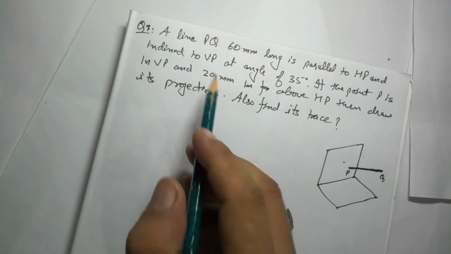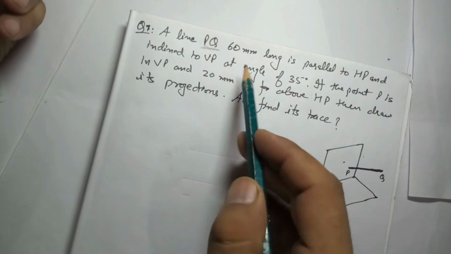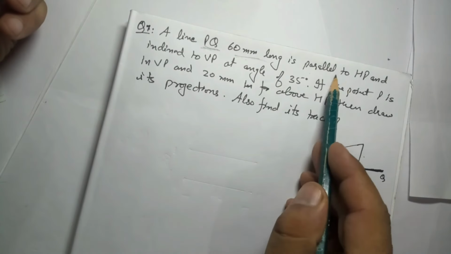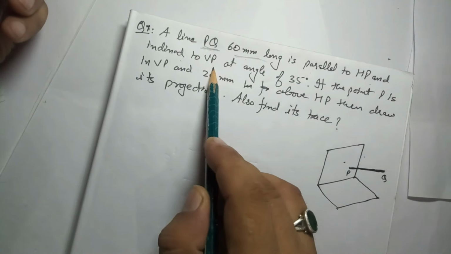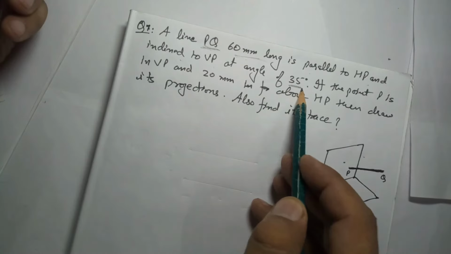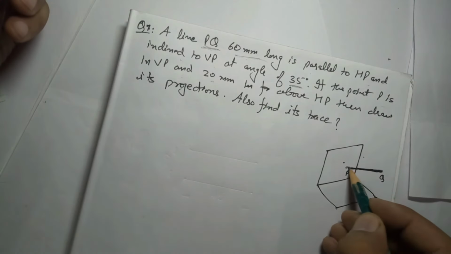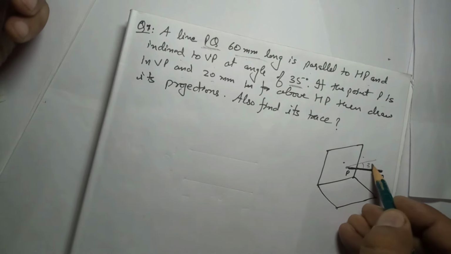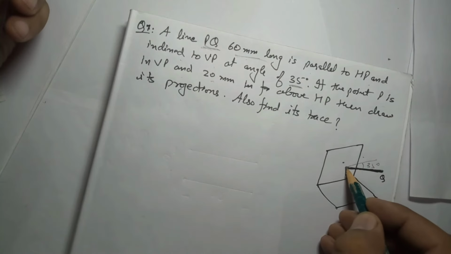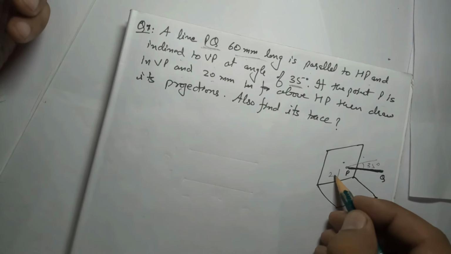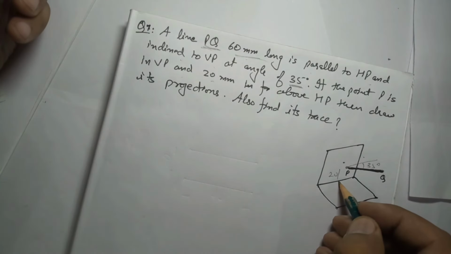Now we will see one more question. A line PQ is given, 60 mm long. This is the length of the line, parallel to HP and inclined to VP with 35 degrees. The point P is in VP, and this gap is 35 mm, and point P is in VP and 20 mm above HP. So this gap is 20 mm. Draw its projection and trace.